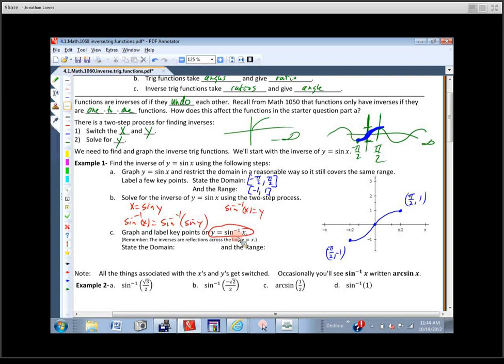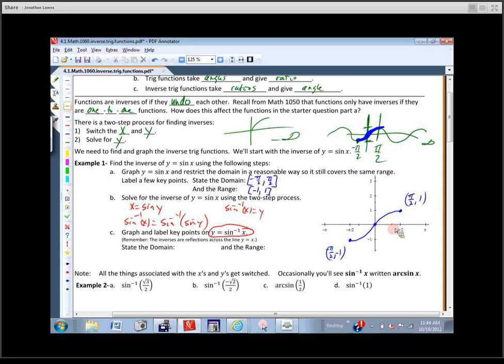Why should this, given what we've already talked about, be pretty easy? We take everything that used to be an x and we switch it for y. So we just reverse those. This point on the original function is an angle, then a ratio, an x, then a y. If I take that point and just switch it, I get the point 1 comma pi halves.